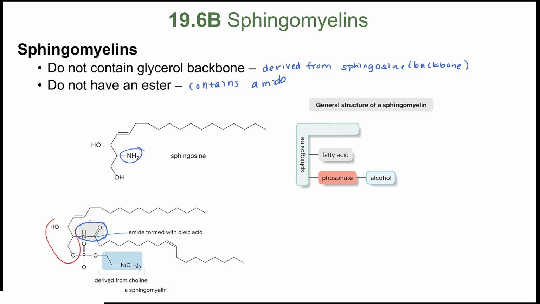This is that part of the sphingosine. The general structure of the sphingomyelin has the sphingosine backbone, a fatty acid, which will form an amide bond. So this is an amide bond here. And then we have a phosphate alcohol, and here is a phosphodiester bond. And then depending on what your alcohol is on the phosphate, that will change the structure a little bit. So in this blue box here, you can have the choline or you can have the ethanolamine.